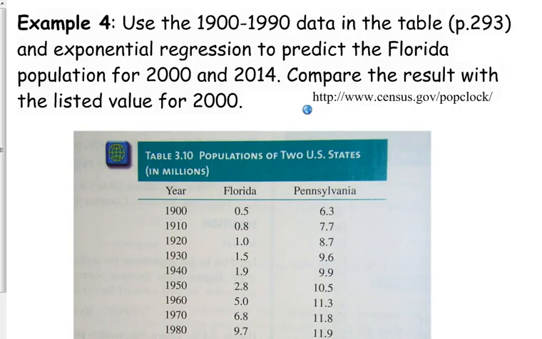To 1990, well, actually the data goes to 2000, every 10 years, it gives us the population of Florida and the population of Pennsylvania in millions. Okay, so it's not that there was half a person in Florida in 1900, there was half a million people in Florida in 1900. And it asks us to use the data and exponential regression to predict the Florida population for the year 2000 and the year 2014.